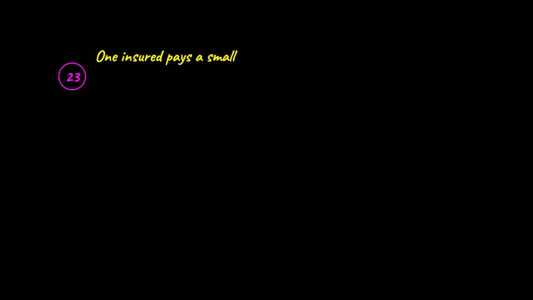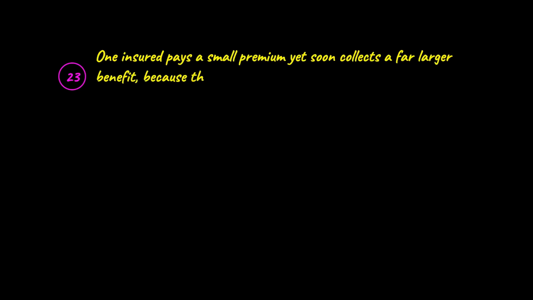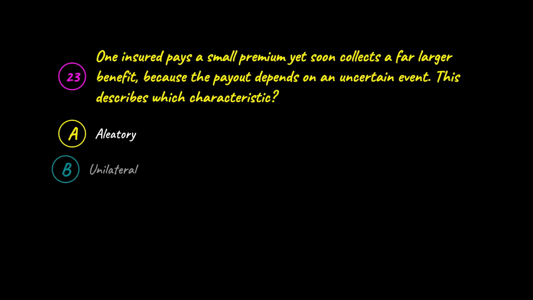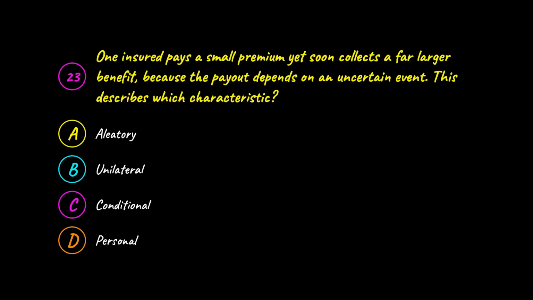Question 23. One insured pays a small premium, yet soon collects a far larger benefit, because the payout depends on an uncertain event. This describes which characteristic? Your options are A. Aleatory, B. Unilateral, C. Conditional, D. Personal. Don't overthink it. Which one feels right?